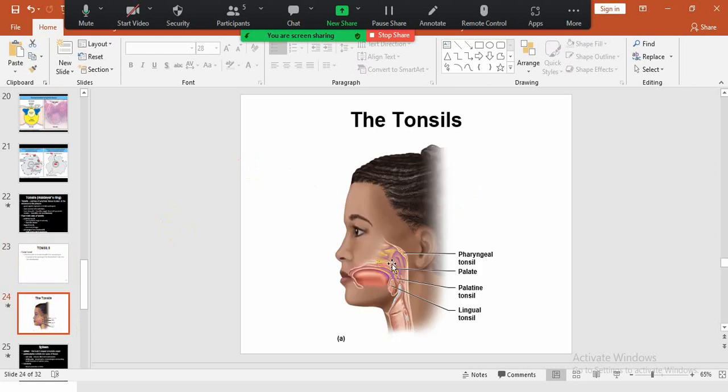So let's look at the tonsils. So we have over here the pharyngeal tonsil guarding the entrance to the esophagus, and the entrance to the esophagus is called the pharynx.